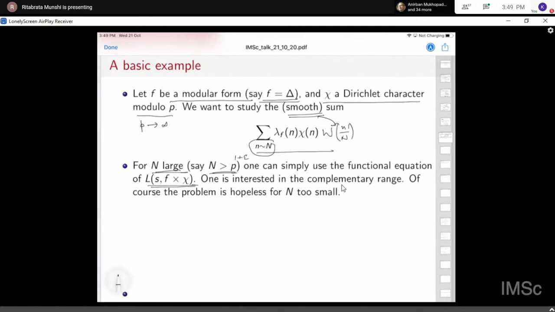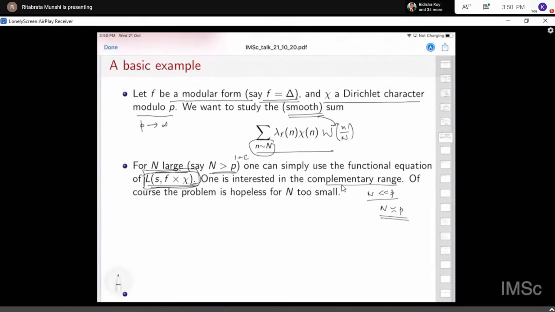Okay, but we'll be interested mainly in the complementary range. So we'll be mainly interested when N is less than P. And more importantly, we'll be interested when N is really of size P. That's the sum that comes up when you are dealing with the subconvexity problem of this L-function. And of course, if capital N, the length of the sum, is very small, then the problem is hopeless, because then you really need something like the Lindelof hypothesis to tackle the problem.